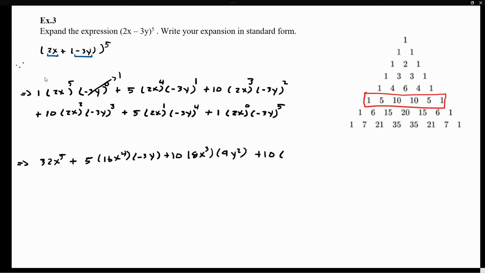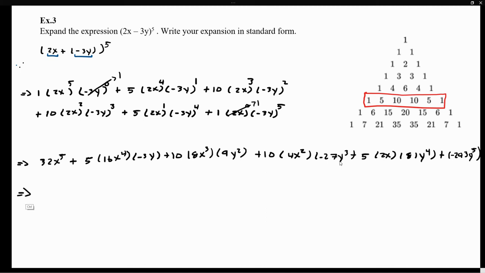So that's a 10, 2 to the second, that's 4x to the second. And that's minus 27 y to the third, plus 5 2x, negative 3 to the fourth, that's equivalent to 81. So that becomes 81 y to the fourth. And lastly, this becomes 1. So now this becomes just negative 3 to the fifth, which is equivalent to negative 243, I'm sorry, y to the fifth.